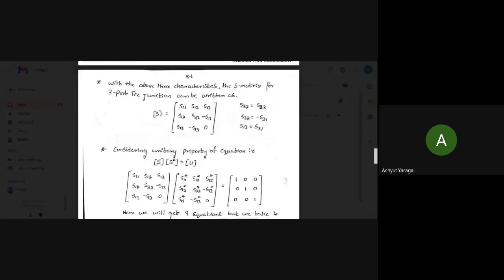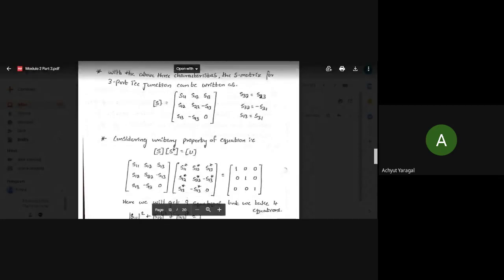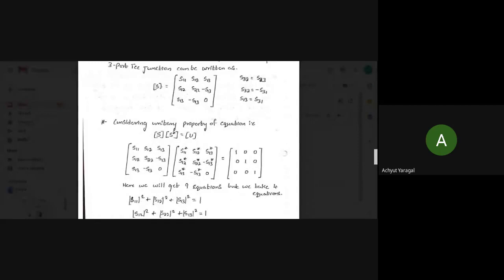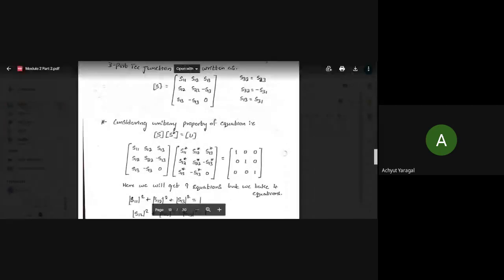So what we are doing here is trying to bring this S matrix to one variable itself, that is S11, S12, S13, so it will be easier for us to find the values. Now again, we'll consider the unitary property of the equation, that is S into S conjugate is equal to the unit matrix. You take the conjugate of the S matrix, multiply it with the S matrix, and equate it to the unit matrix.